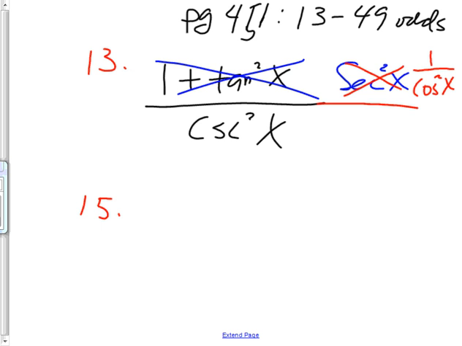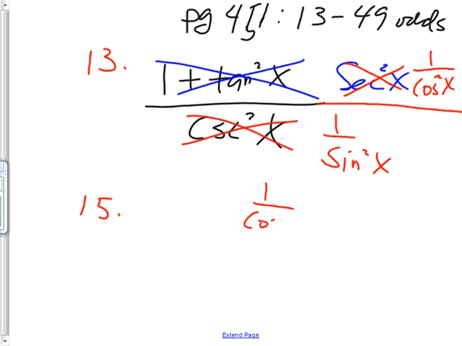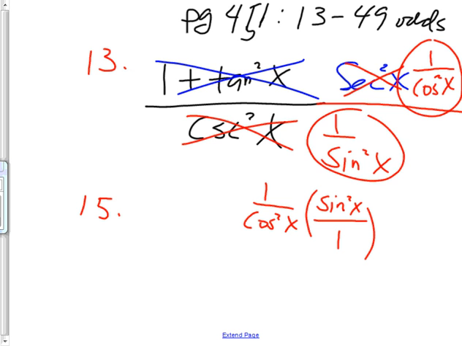Okay, but we're getting close. So what's the bottom one change into? Oh, if this is 1 over sine squared, because then this will cancel and make that. Now all of a sudden I got 1 over cosine over 1 over sine. So I change it into 1 over cosine times, you flip that one, sine over 1. See what I just did? I just did a fraction and a fraction, and I got this, and I'm almost done. What's the answer? Tangent. The answer is tangent because it's sine over cosine.